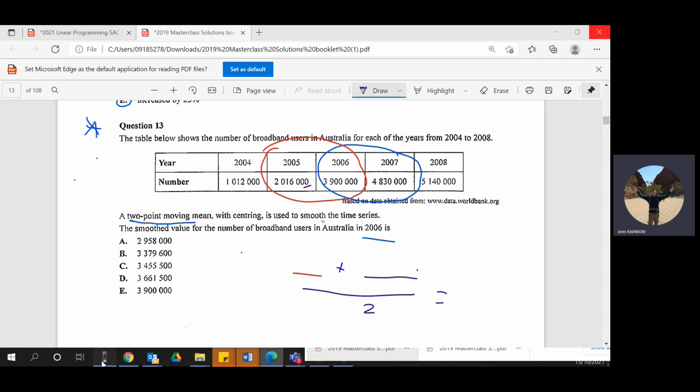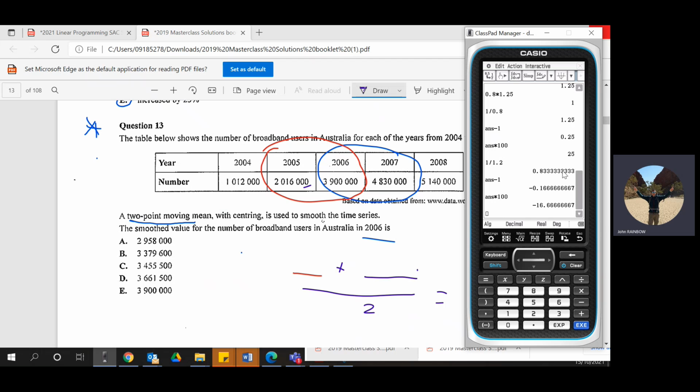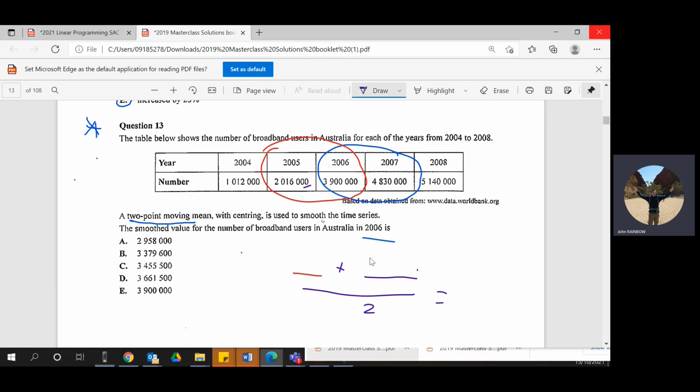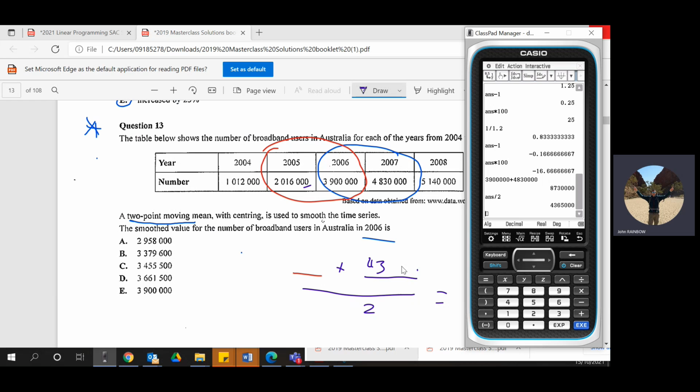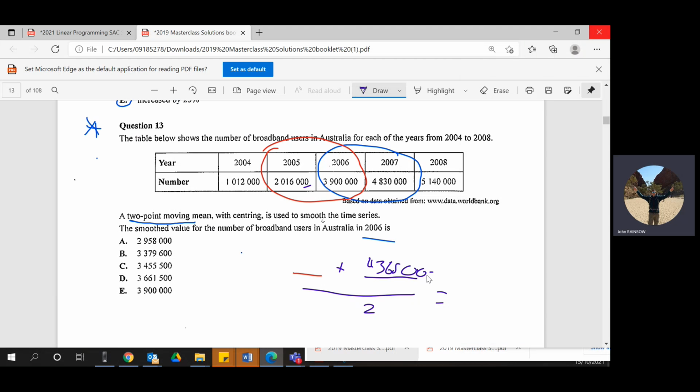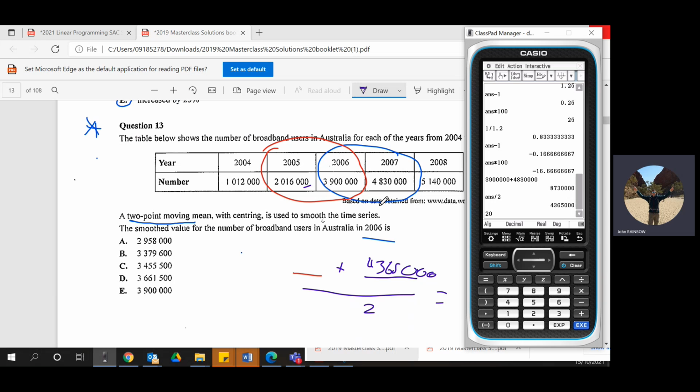So I'm just going to quickly go through this one. So you're going to take your first value, 3,900,000 plus 4,830,000. So I'm expecting my answer to be around $8 million there. And divide that by 2. That is my answer for the blue section. And then we take the other two. Just make sure you count your zeros, divide that by 2.